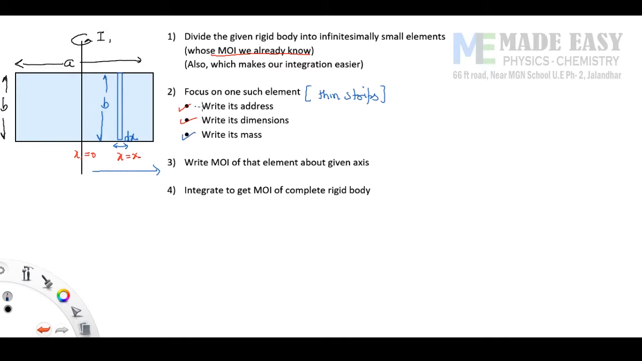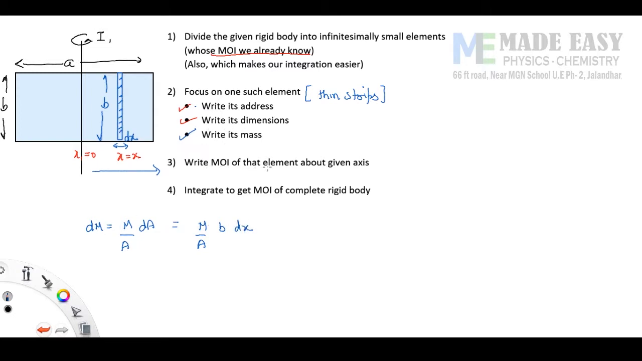Next is write its mass. So what is the mass of this elementary strip that we have chosen? It's very easy. dm equal to mass per unit area into area of this strip. Why have I taken mass per unit area? Because it's a very thin lamina, that means whole mass is distributed on its surface only. So mass per unit area into area of this fine strip. Let me say it is dA. What is the area of this fine strip? That's pretty easy. dA is equal to length into breadth, b into dx. So we have written the mass.